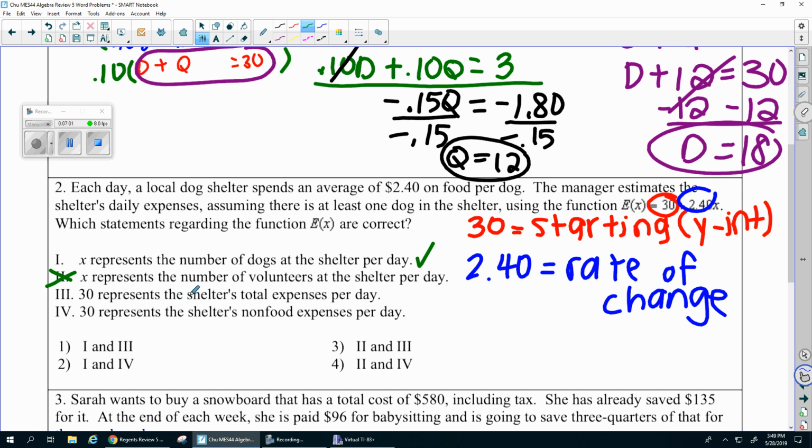30 represents the shelter's total expenses for the day. That's not true because we said 30 is our starting point. 30 represents the shelter's non-food expenses per day. That has to be true because if I don't buy any food, that's how much it costs to just run the shelter. So 1 and 4 are true, so we're looking at answer choice 2.